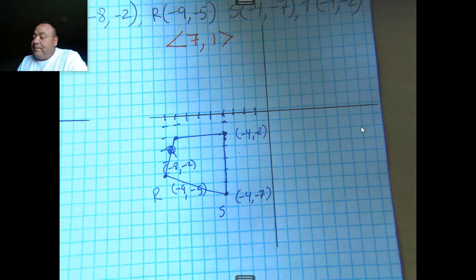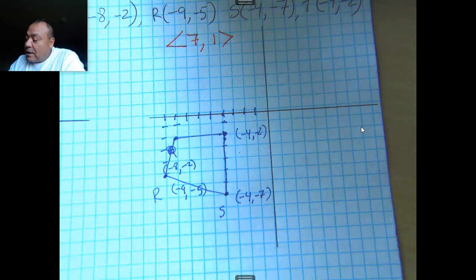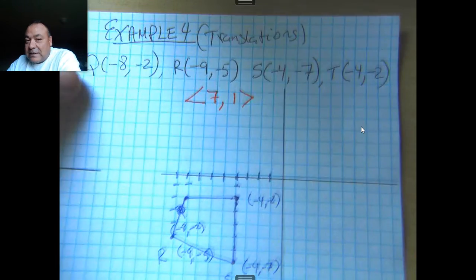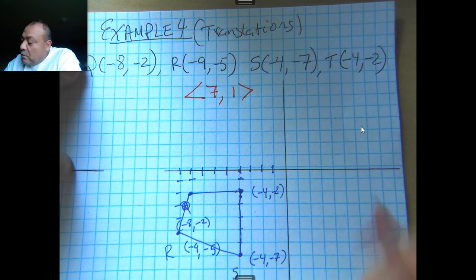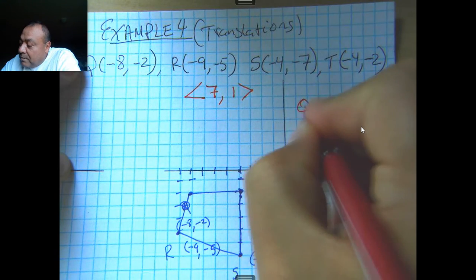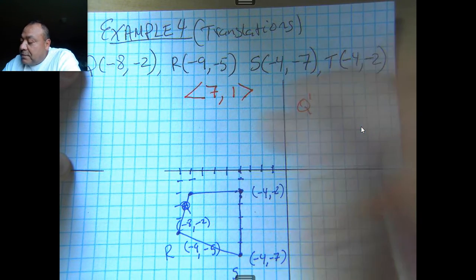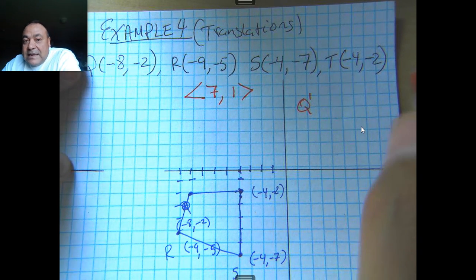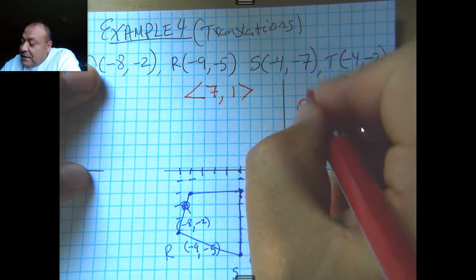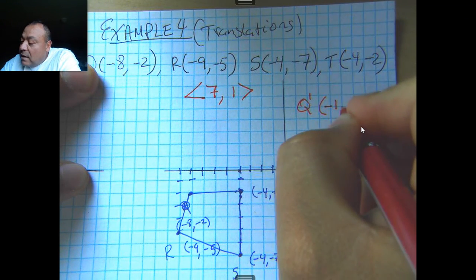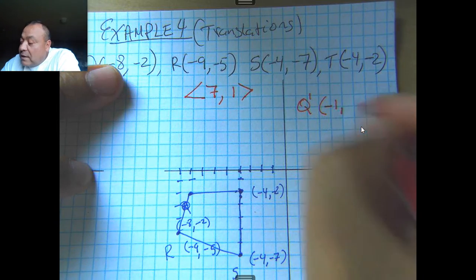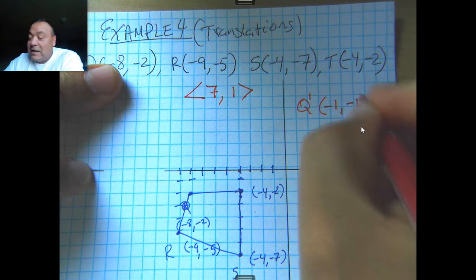So what I do here, guys, to get that image to this one, I need to add 7 to Q. So my new image from the pre-image, Q prime, is going to be -8. So what I have is -8 plus 7. That's going to give me -1. And then -2 plus 1 is -1. Isn't that cool? Yeah, that's pretty cool.